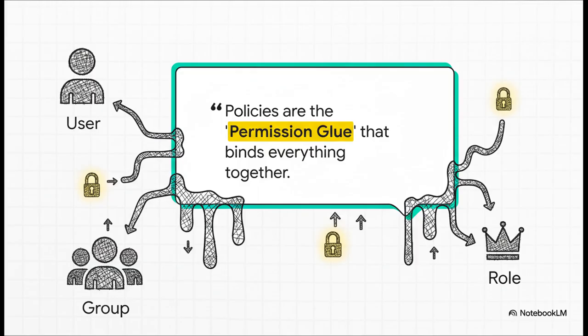This really brings us to the central idea, which is summed up perfectly here. Policies are the permission glue of IAM. They're the things you attach to users, groups, and roles to actually give them power. Without a policy attached, an identity is totally useless. It can't do a single thing.